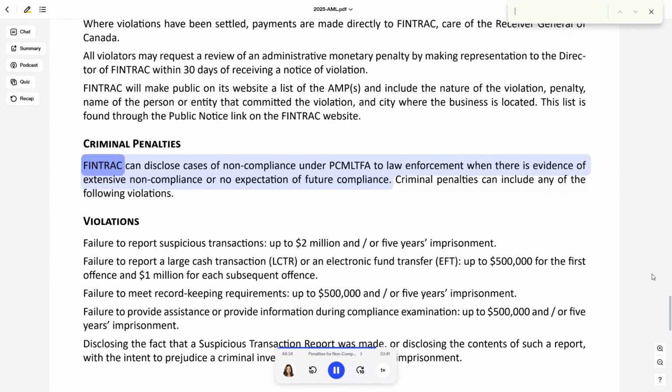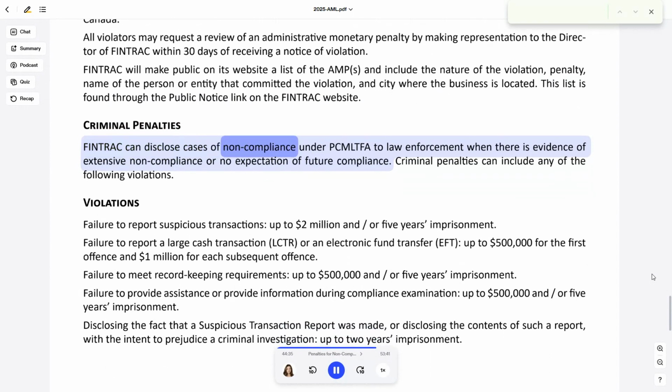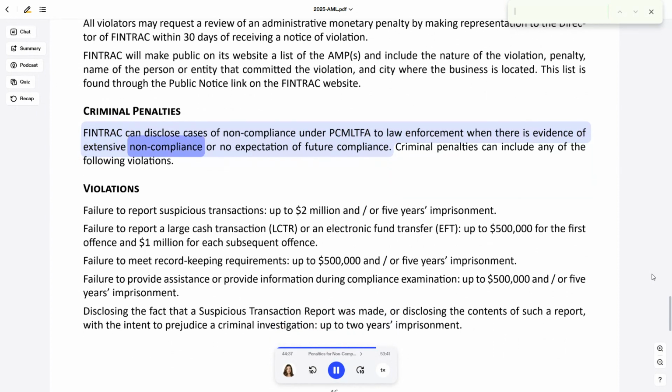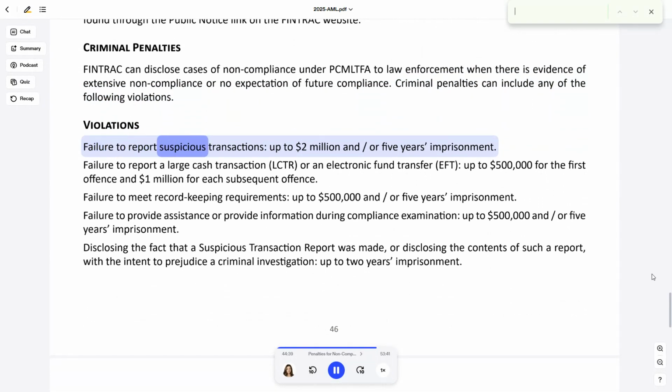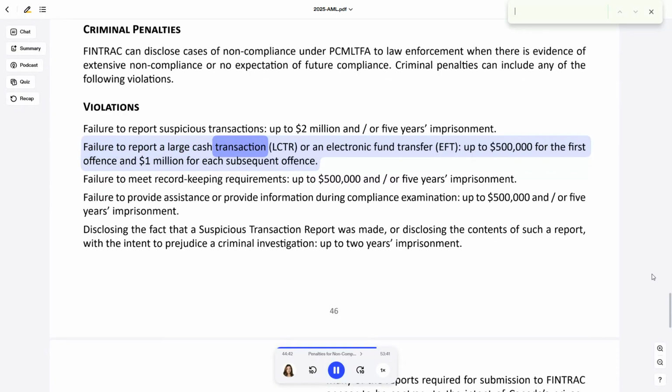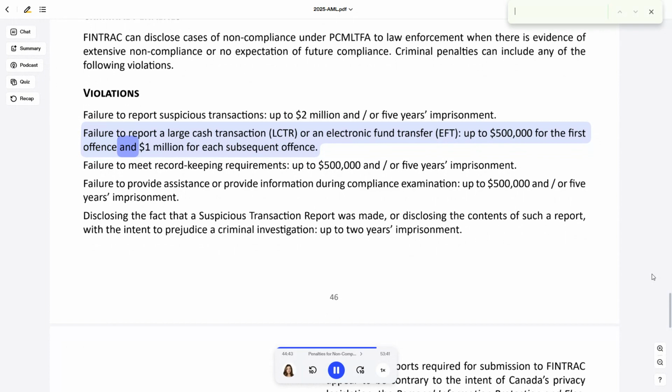Criminal penalties. FINTRAC can disclose cases of non-compliance under PCMLTFA to law enforcement when there is evidence of extensive non-compliance or no expectation of future compliance. Criminal penalties can include any of the following violations. Failure to report suspicious transactions, up to $2 million and/or 5 years imprisonment. Failure to report a large cash transaction, LCTR, or an electronic fund transfer, EFT, up to $500,000 for the first offense, and $1 million for each subsequent offense.